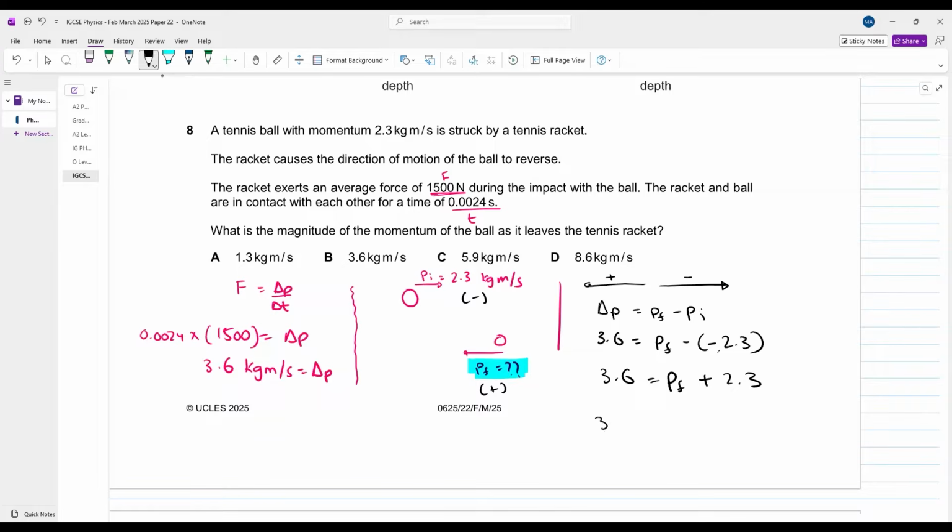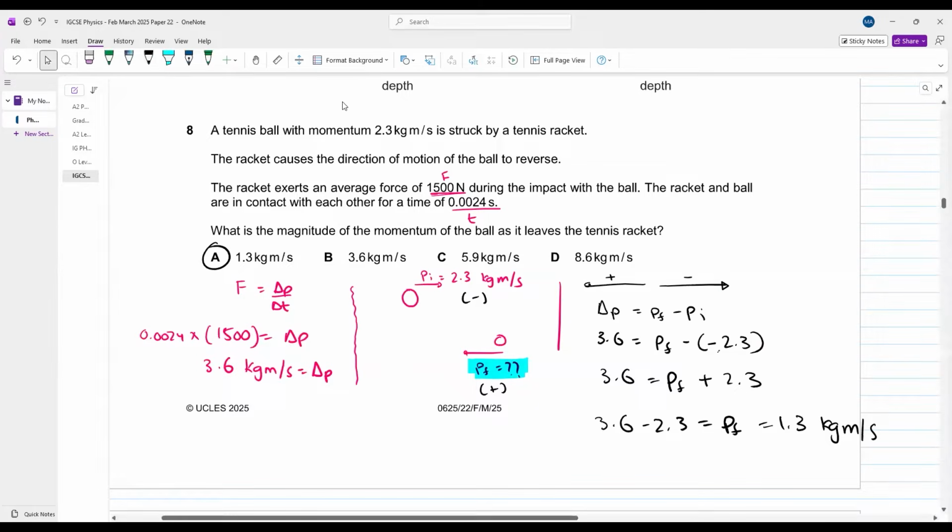Bring this to the other side. 3.6 minus 2.3 is equals to your final momentum. That comes out to be 1.3 kg meters per second. A is your answer. Simple. Let's further move ahead.